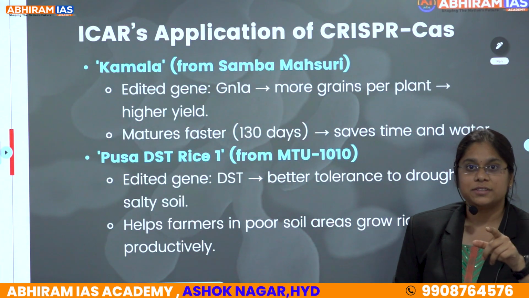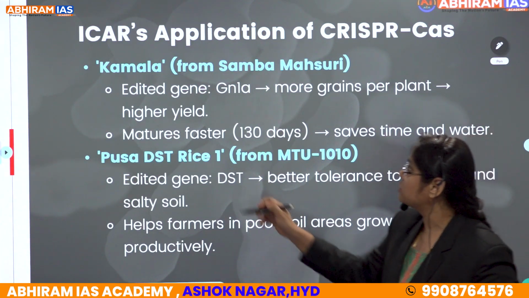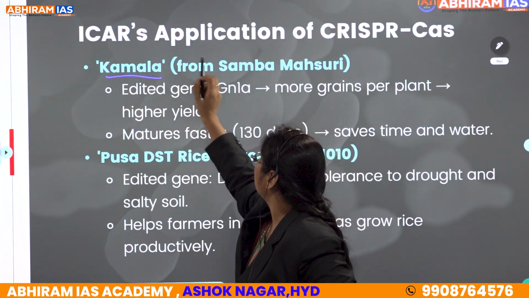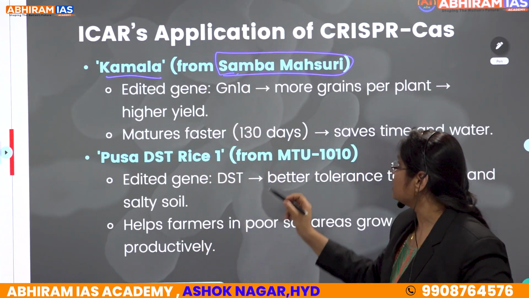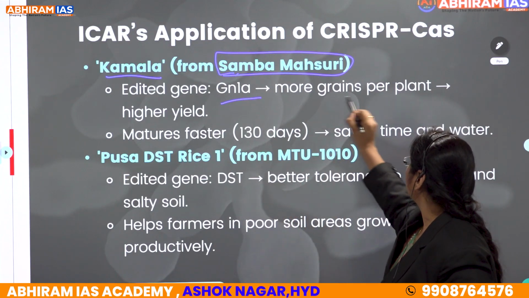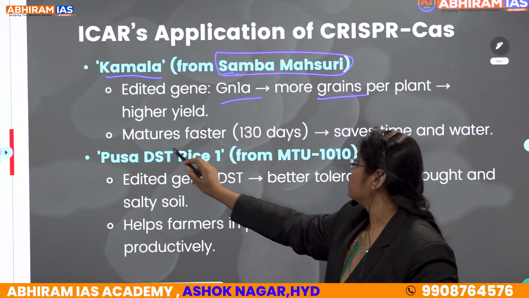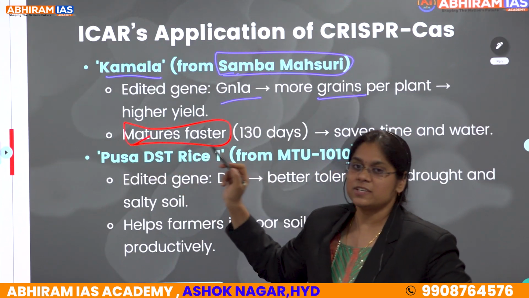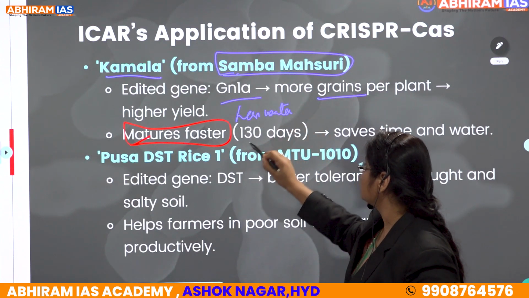Next, let's see the two varieties of rice that ICAR has developed. The two varieties are Kamala from Samba Mahsuri, where the gene edited is GN1A. Why have they edited this? For more grains per plant, for higher crop yield. And next, it matures fast. What happens if it matures fast? It consumes less water.